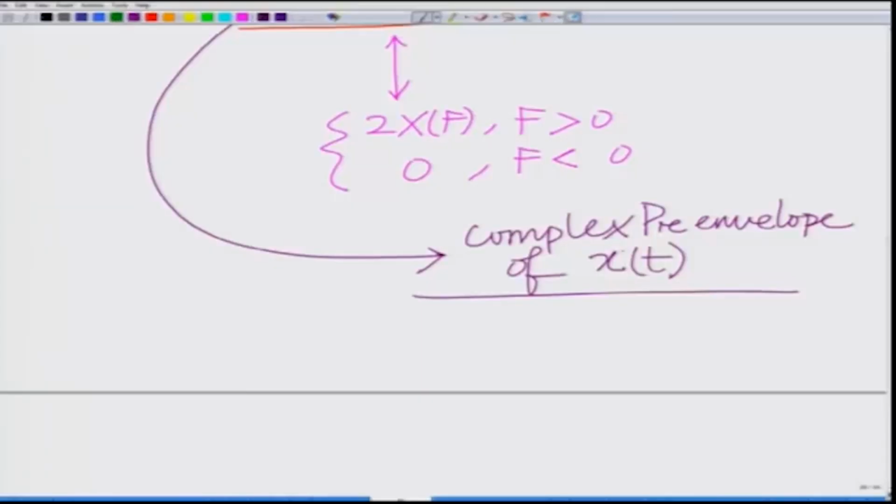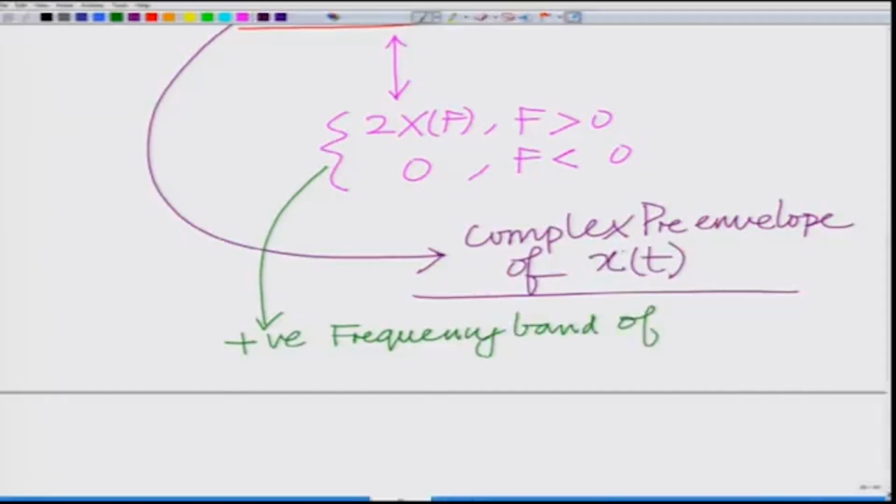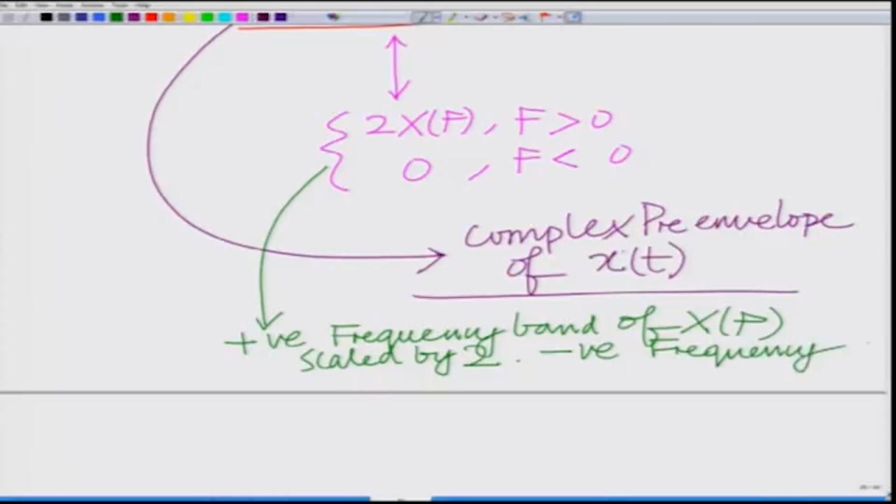To describe it simply, the positive frequency band in X(f) scaled by 2, and the negative frequency band set to 0, is known as the complex pre-envelope.